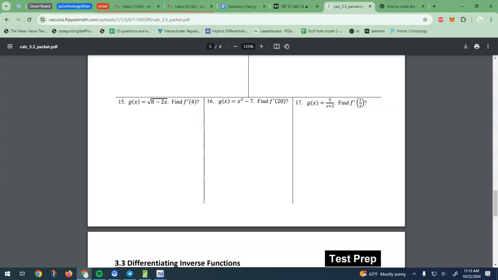Does that make sense, Max? Yep. Sure. Other ones? Yeah. 15. Can I erase the stuff for 16?